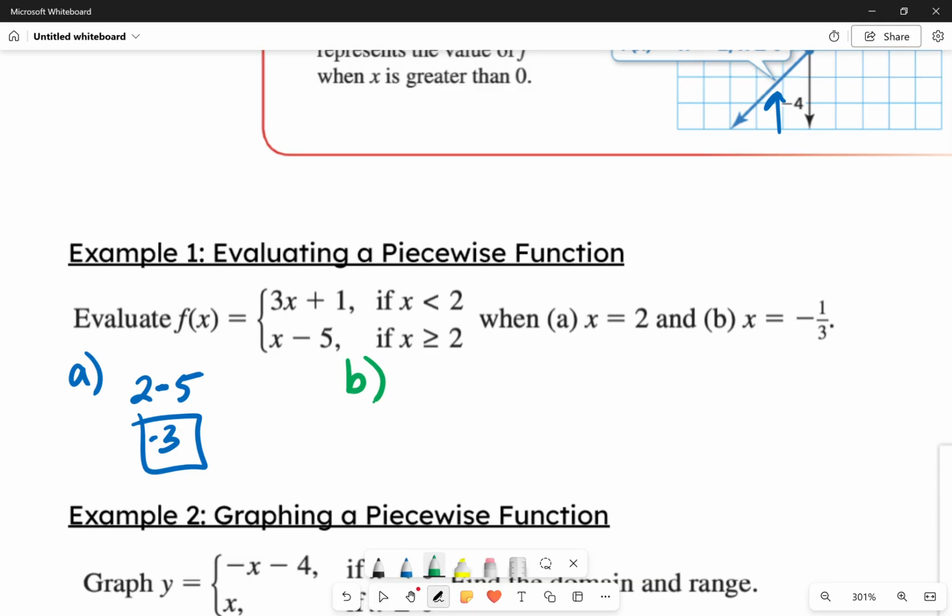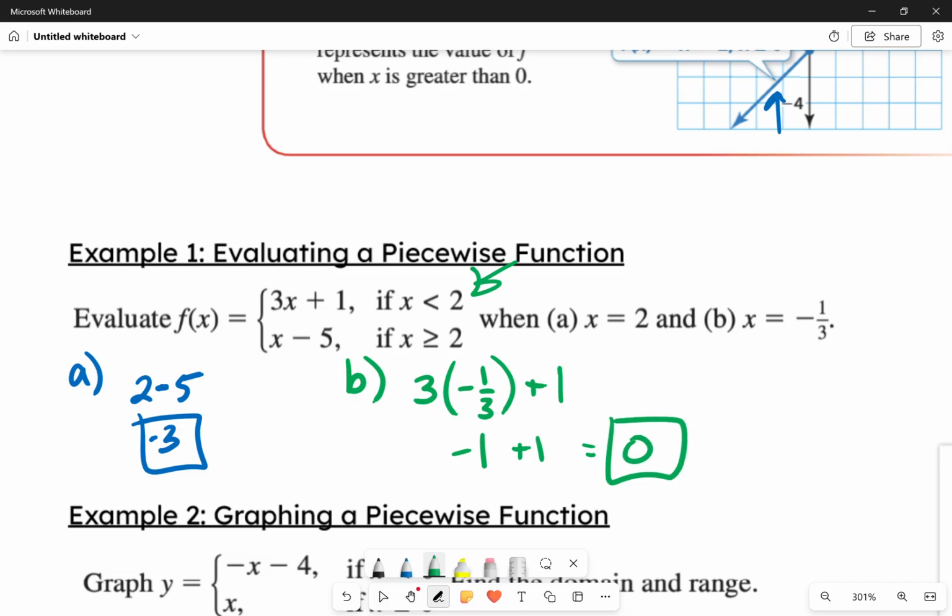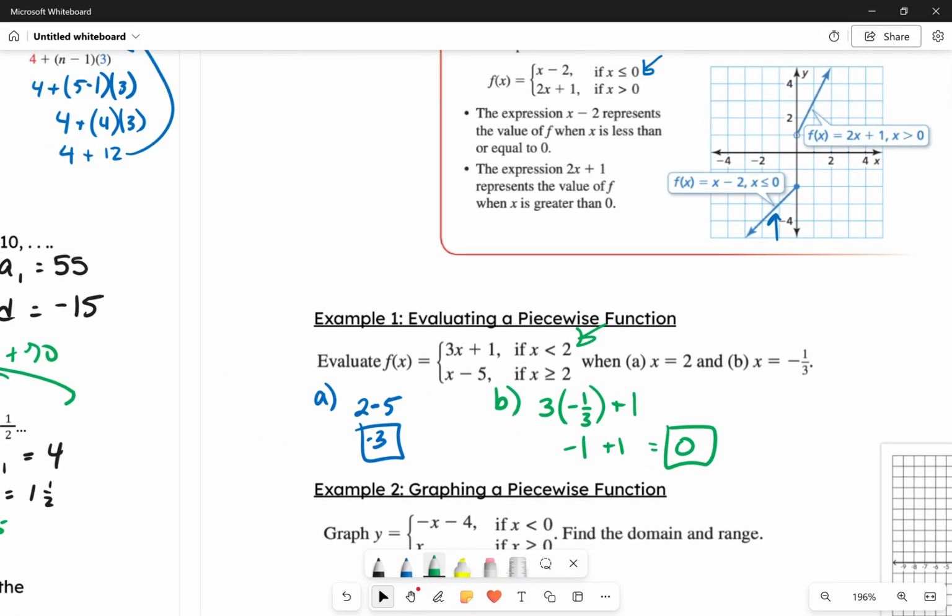It says negative 1/3. That means we would plug it into the first one, because negative 1/3 is less than 2. So plug it into the equation: 3 times negative 1/3 plus 1. 3 times negative 1/3 will be negative 1, plus 1 equals 0. And 0 is our answer on that one. So that's how we use a piecewise function.